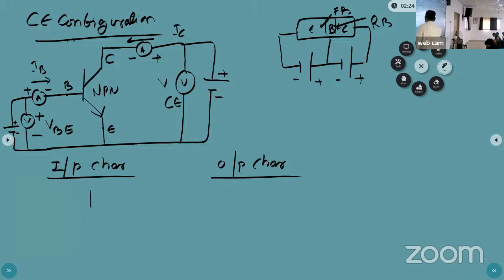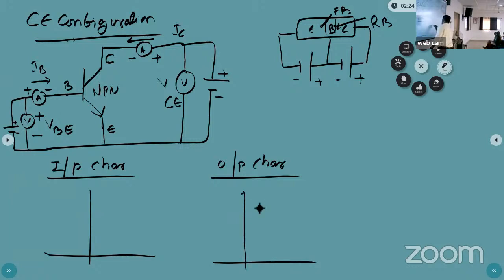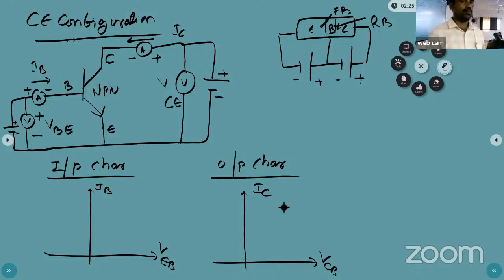The input characteristics: what are the input parameters? Input current is IB, voltage is VEB, output voltage is VCB, and the output current is IC. These are the input characteristics.